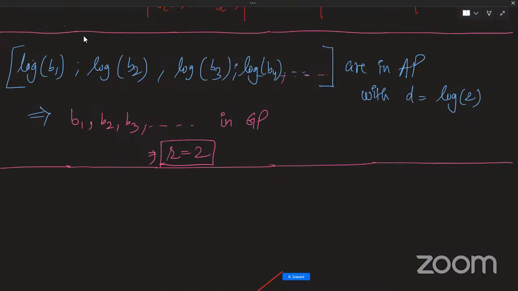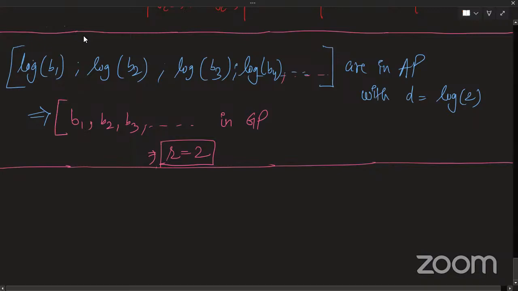So now I have given you that log of B1, log of B2, log of B3, log of B4 are in AP, and I have given the common difference of the AP also. Now you are removing the logarithm, so it will go in the opposite direction. It will go from AP to GP. So now B1, B2, B3 are all in GP and their common ratio is 2.